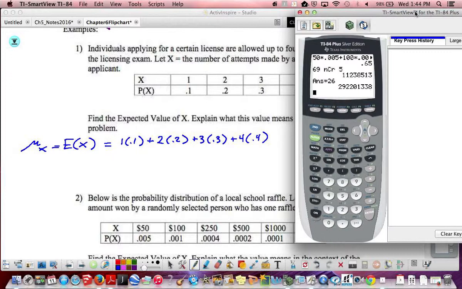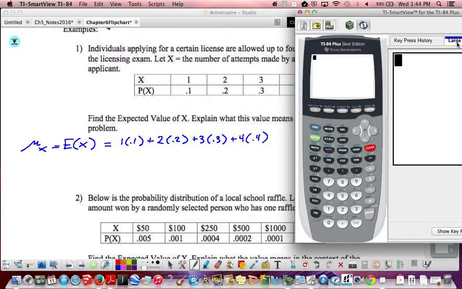So now, what's really nice is order of operations says your calculator will do multiplication before addition. So I can just type this all straight in. It will do the multiplication first before it does the addition. So 1 times 0.1 plus 2 times 0.2 plus 3 times 0.3 plus 4 times 0.4.